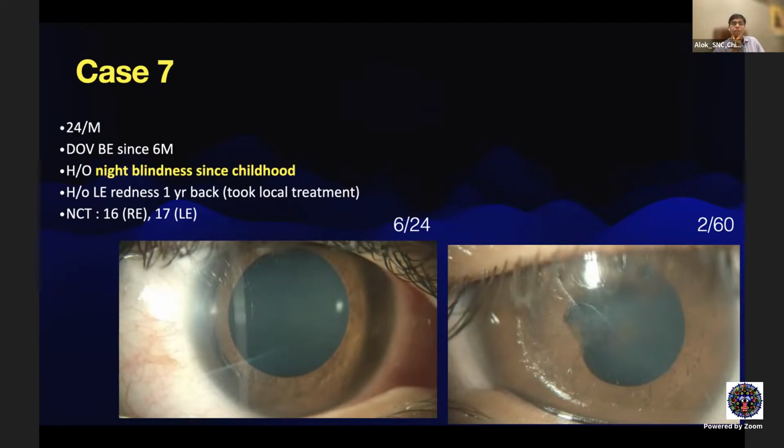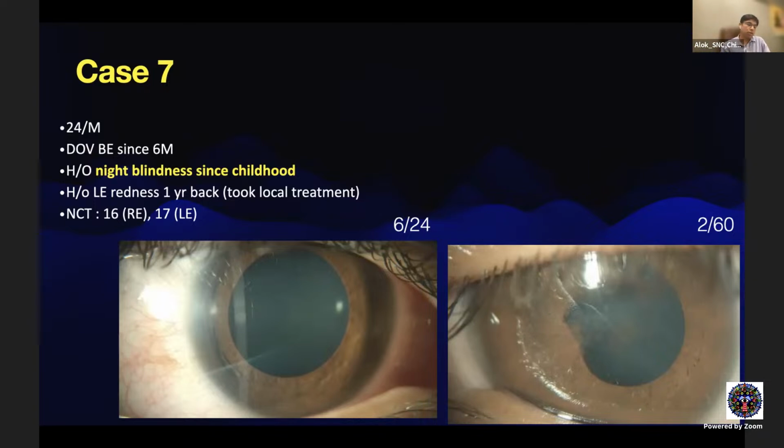And now my seventh case is a 24-year-old male who presented with diminution of vision in both the eyes for 6 months. He also gave a history of night blindness in childhood. He gave history of left eye redness 1 year back, for which he took treatment elsewhere. The intraocular pressures were within normal range in both the eyes, and the vision was 6/24 in the right eye and 2/60 in the left eye.